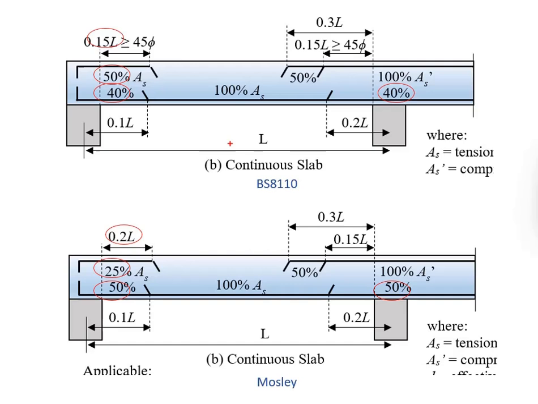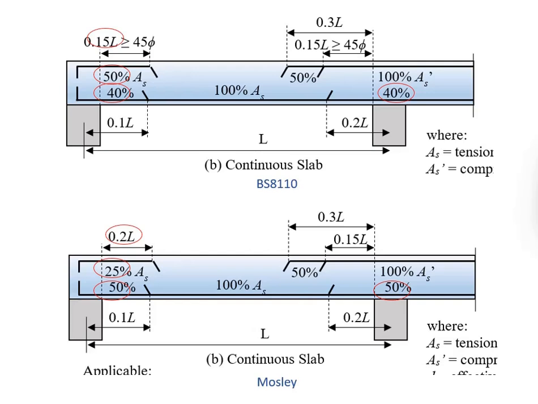Despite that, British Standard also specified that this length here must be at least greater than 45 times the bar diameter. In fact, a similar principle may be applied where you're going to set this in accordance to the minimum anchorage length. This 45 times the bar diameter typically represents the tension anchorage length in the context of the British Standard.